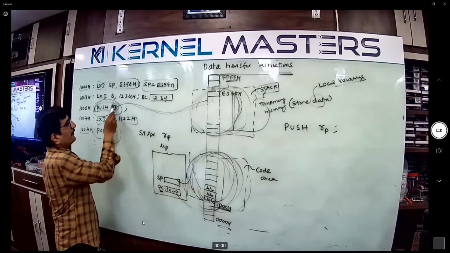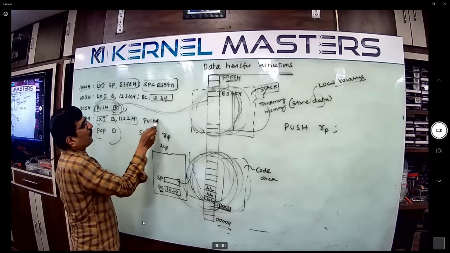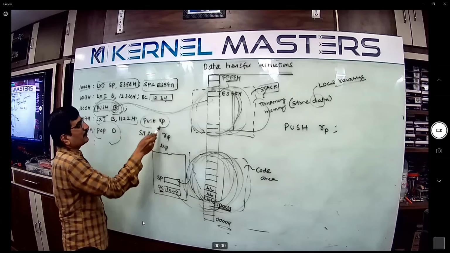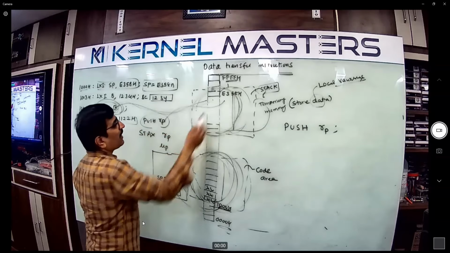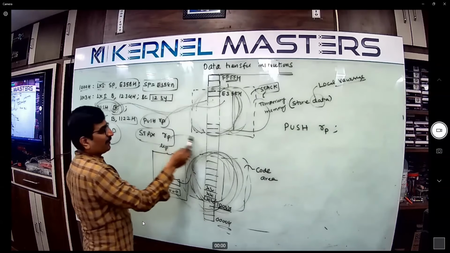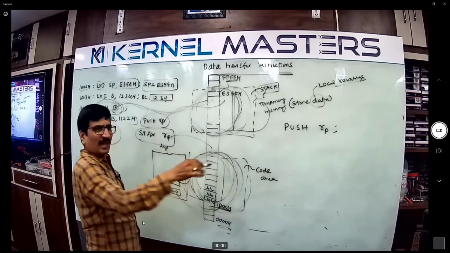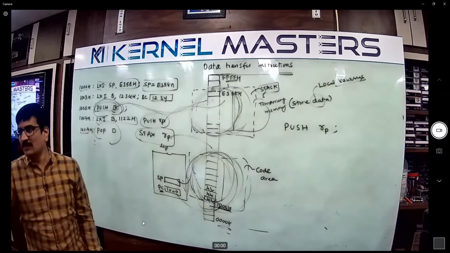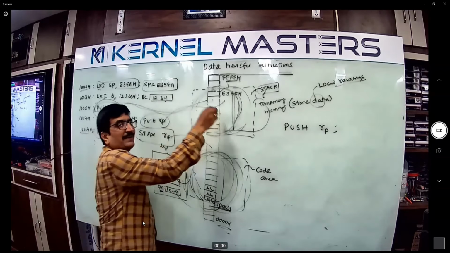Push RP. What is the difference? With push RP, the data is transferred to the top of the stack area. STX RP transfers to a memory location, not the stack, normal memory. What is the purpose of the stack? Temporary.